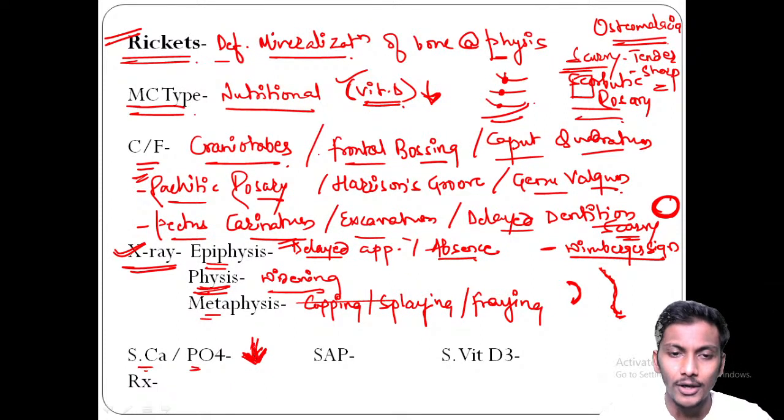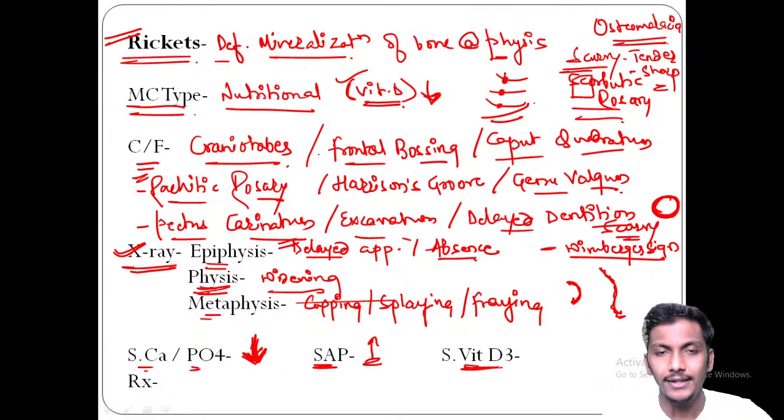Decreased minerals in the body lead to rickets, so decreased calcium and phosphate levels in the body. Along with that, what happens with SAP? SAP is serum alkaline phosphatase. Please remember, usually in cases of rickets, SAP is elevated; there will be increased levels of serum alkaline phosphatase. And lastly, serum vitamin D3, that is your calcitriol, which is the most active form of vitamin D, would be decreased. Okay, that is the basic pathology in vitamin D dependent rickets, right?